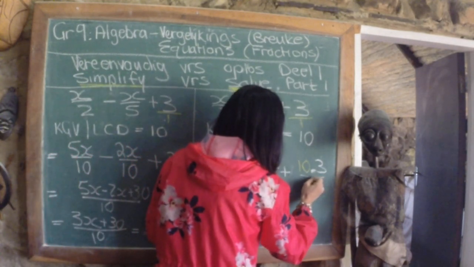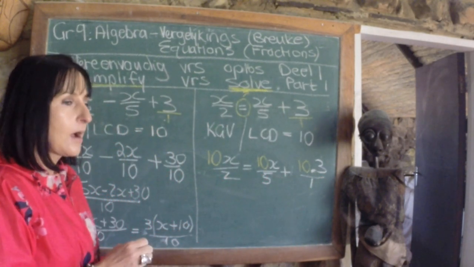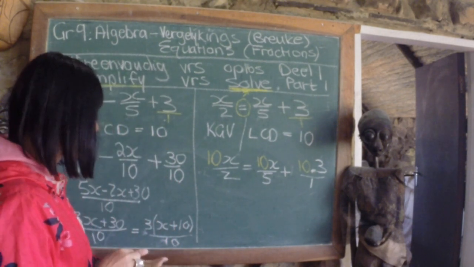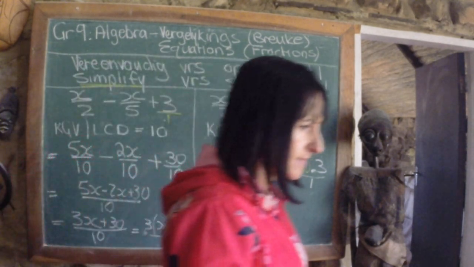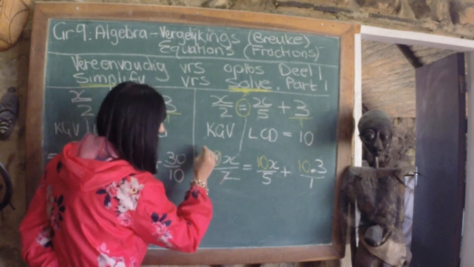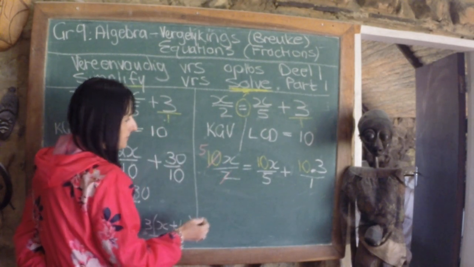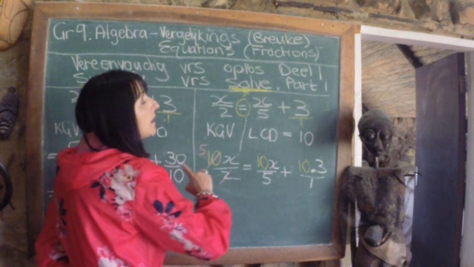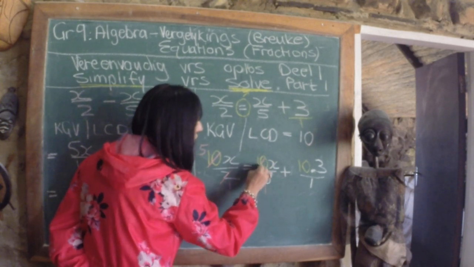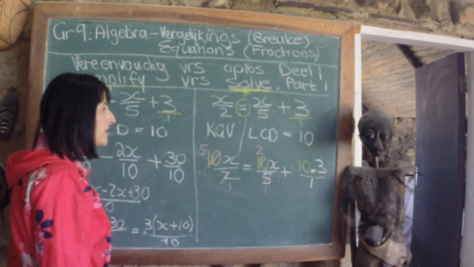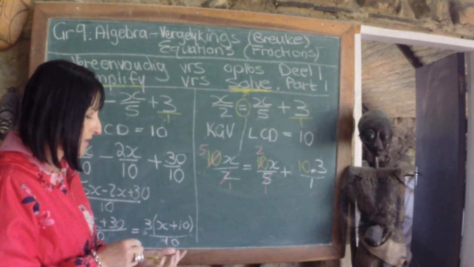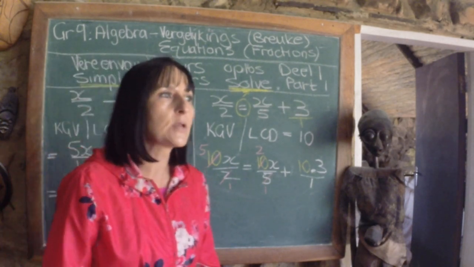Okay. Now, I can get rid of my fractions. Why? Because I can cancel. See, 2 goes 5 times into 10. Ek kan nou gaan uitkanselleer. 5 gaan 2 maal in 10 en 5 goes twice into 10 and that's already. Now I got rid of my fractions. Ek het ontslaag geraak van my breuke.